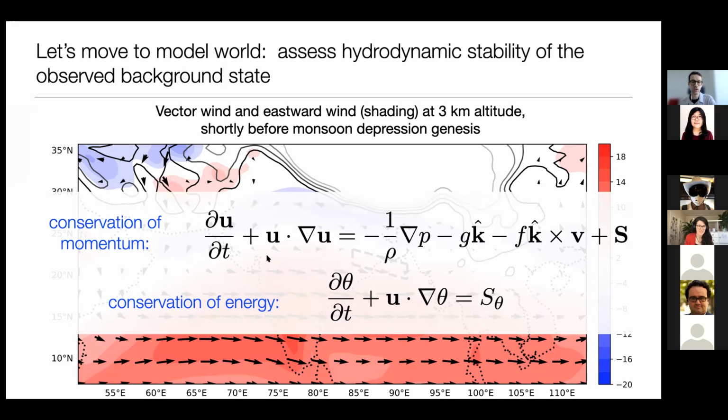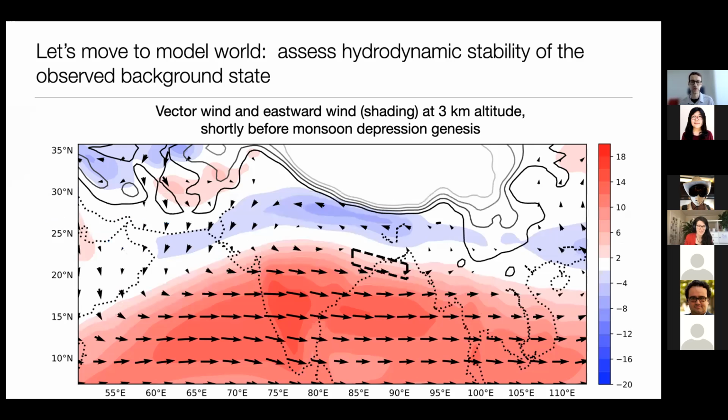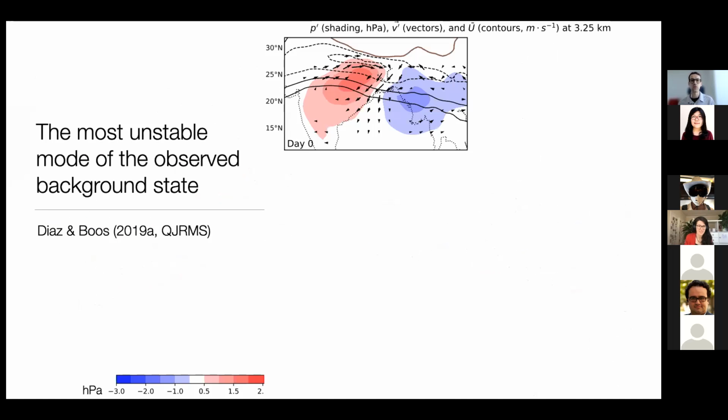And we're then going to look at what the structures are of the disturbances that grow most rapidly out of this initial state. When we do that, we actually can see that this is the disturbance that grows most rapidly. For those of you who might be familiar with this, this is actually the gravest eigenmode of the system. It's the least stable linear mode.